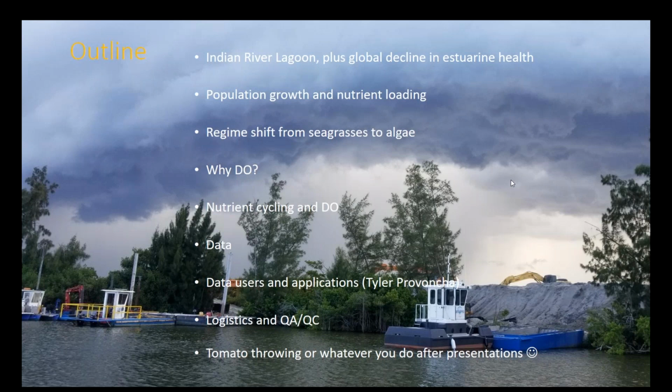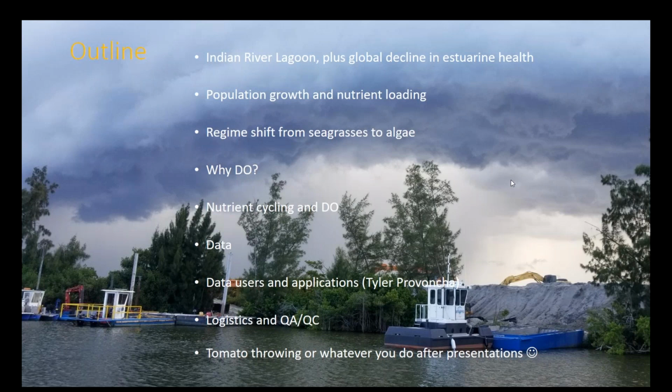So we're going to talk about population growth and how that's impacting nutrient loading, how these nutrient loads have led to regime shifts in estuaries around the globe, from things like seagrass dominated estuaries to algae dominated. And then why DO, right? Why are we so interested in dissolved oxygen?